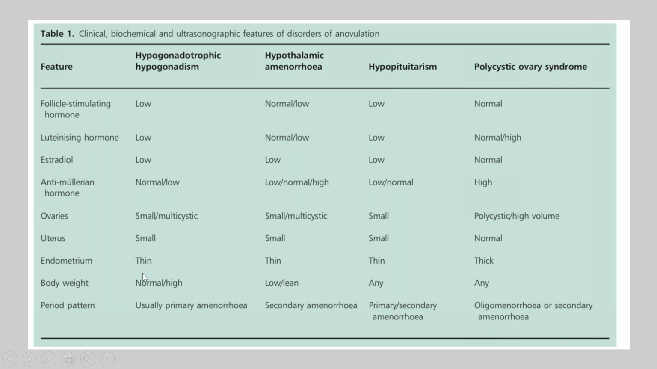Uterus is small, endometrium is thin, body weight may be normal or high, and the period pattern is usually primary amenorrhea. So from the beginning the patient has amenorrhea. This is the typical clinical presentation of these patients. Why is it important to know? Because when we go to the management, we need to know what we have to give to this patient.